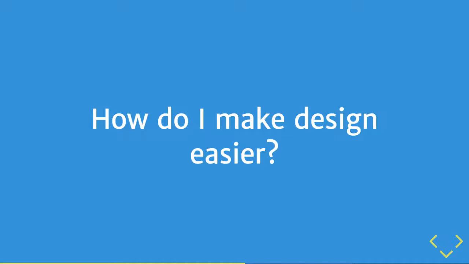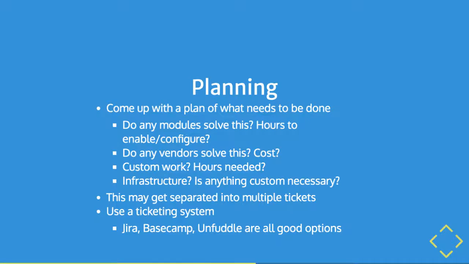And so based off of that stuff, you might start making decisions regarding your design for this thing as well. And regarding design, it doesn't just come down to the individual feature, like I said. It comes down to how you're going to approach building out this site. And that's where you might start coming up with a plan for what needs to be done. So it's like, what modules solve it? How long is it going to take to enable or configure it to get it to be the right thing? Are there any external vendors that we could use to solve something like this? Is there any custom work, or do we have to make any changes to the infrastructure that we have?